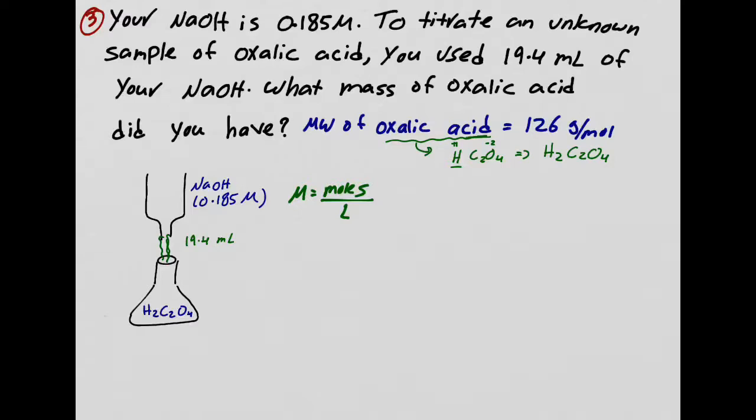The molarity is 0.185. I don't know the moles. The volume is 19.4 milliliters divided by 1,000. I get 0.0194 liters. Okay, so what I end up getting for X, hopefully this is what you got, 0.003589 moles of NaOH. Again, I'm not going to care about sig figs. I'm going to keep all the digits until the very end, because if I keep rounding now, my final answer is going to be so wrong.